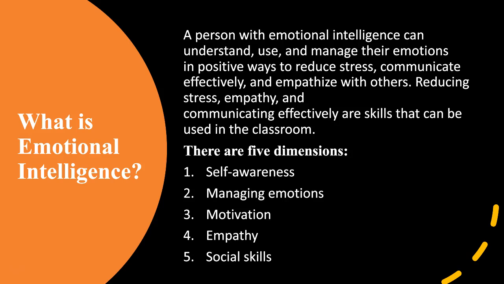Now you may want to know, how does one implement these skills? Well, emotional wellness has 5 dimensions: self-awareness, managing emotions, motivation, empathy, and social skills. By knowing how to do these 5 skills, you have emotional intelligence.